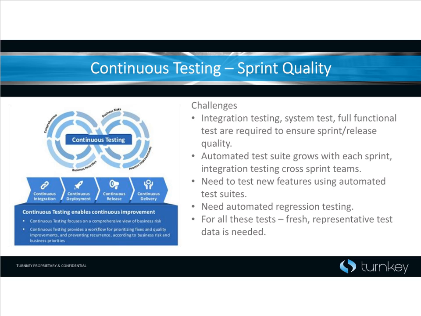Automated regression testing takes place here. And again, as we've seen previously, for all these tests, you have to have fresh, secure, representative test data in order to do this. And it has to be done on demand, or once again, the process stalls and we lose all the benefit from the speed perspective that we gained from being in a DevOps process.